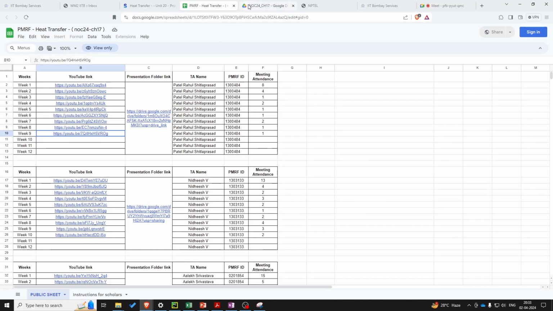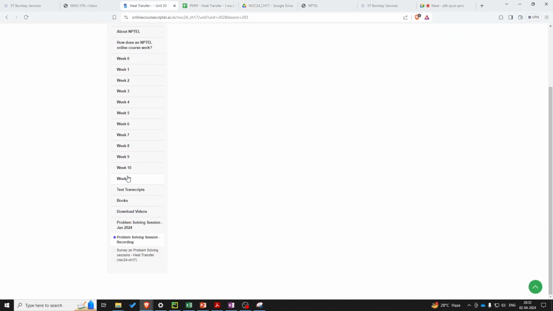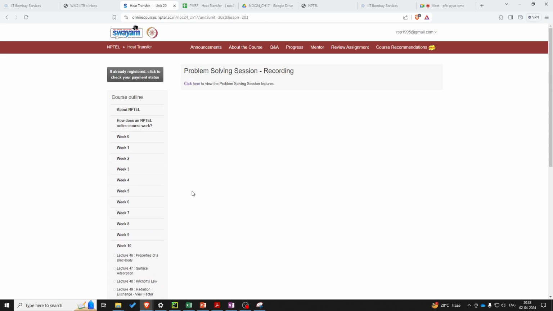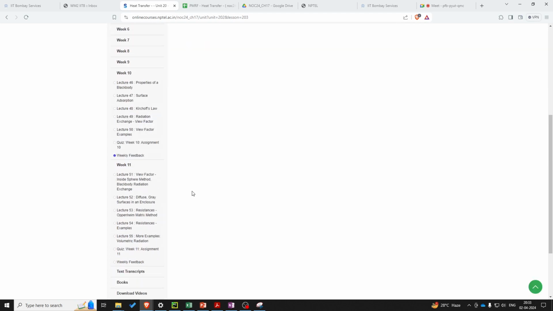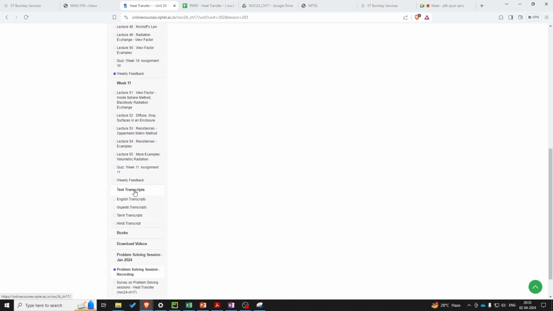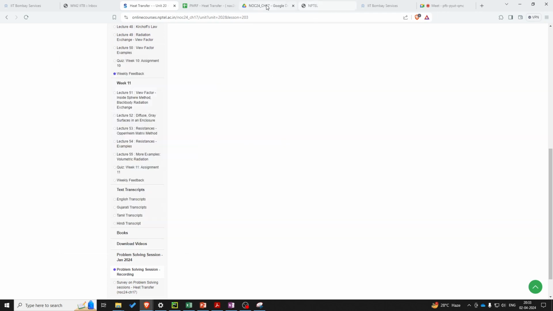I think yes, we have heat exchanger, we have this LMTD also. Over here we don't have this heat exchanger. We don't have week 12, I think, in this session. In this session, we don't have week 12. Let me just confirm.